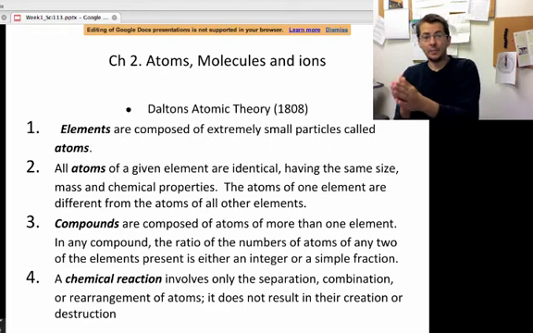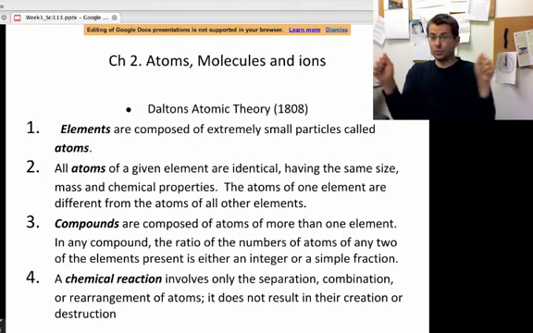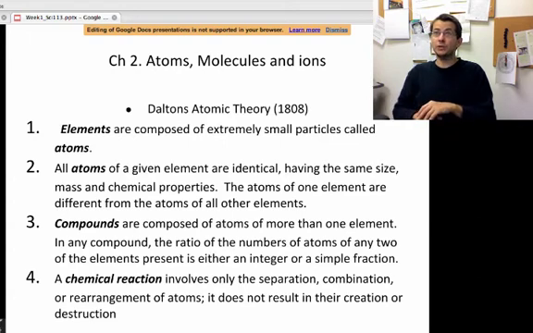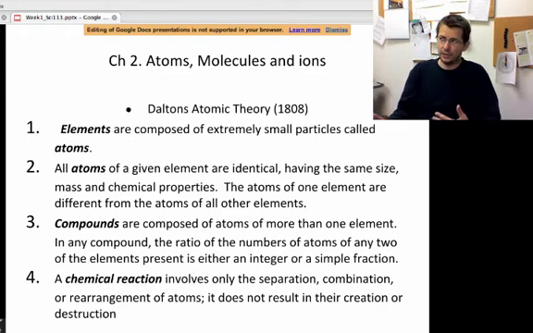Now, compounds are composed of atoms of more than one element that come together, and in any compound, the ratio of the atoms to any other element present is always going to be a simple integer, or a fraction, depending on how you look at it. Basically, what this boils down to is that compounds always have whole atoms, and that the atoms are always bound together in groups.